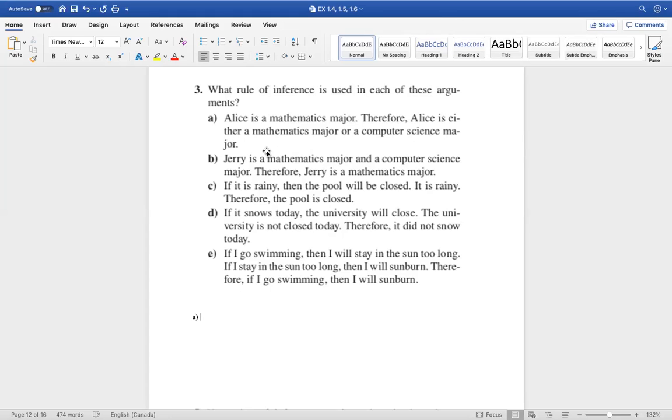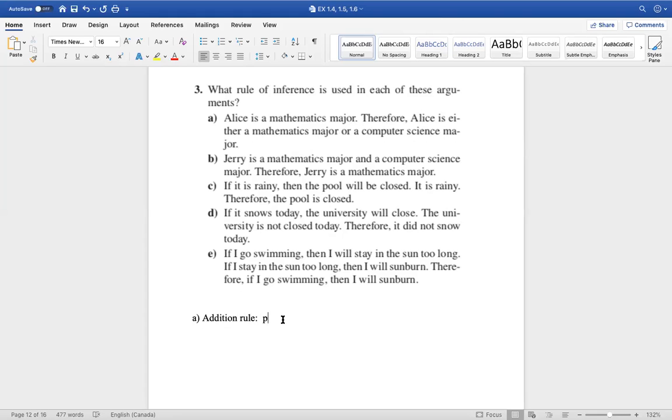We have to determine which law it is. I'm sure that you have gone through the laws in the professor's lectures. So I will just be putting the rule names, and if you have studied the rules, this answer should be straightforward. So the name of the rule of inference is addition, because here we have some information about Alice, that Alice is a mathematics major, and then we are concluding that Alice is either a mathematics major or a computer science major.